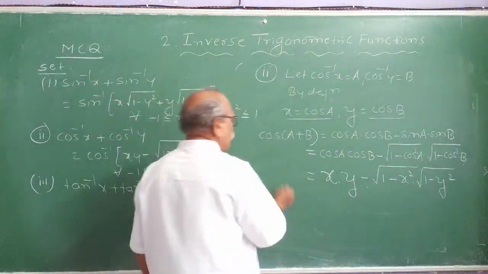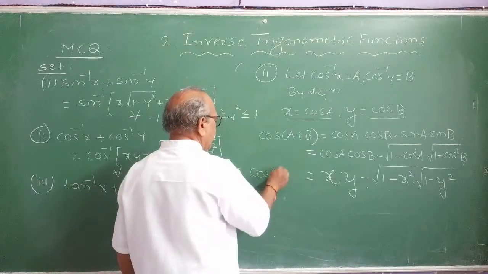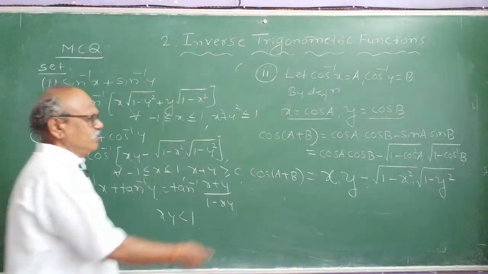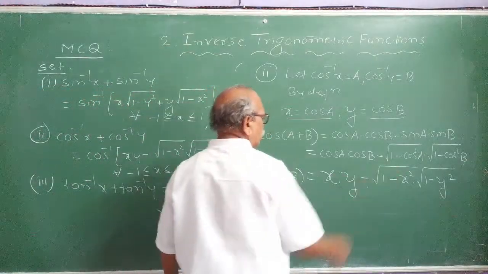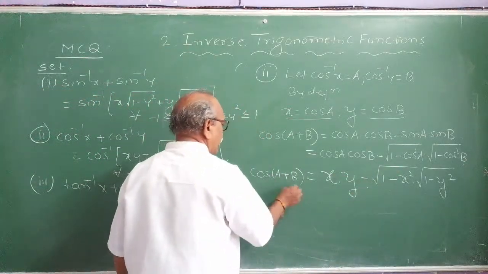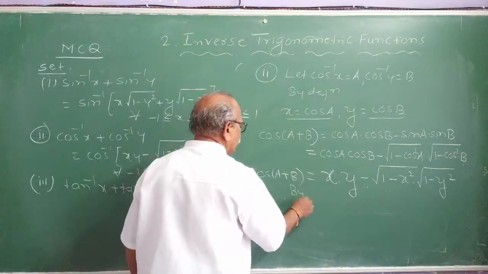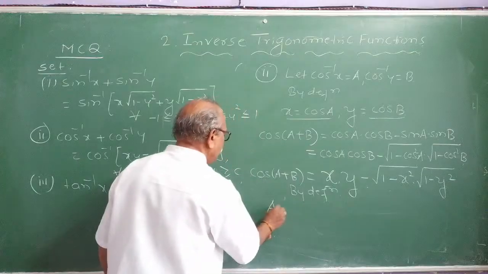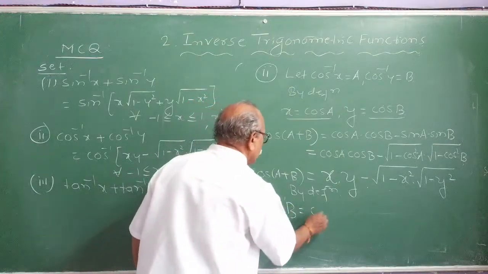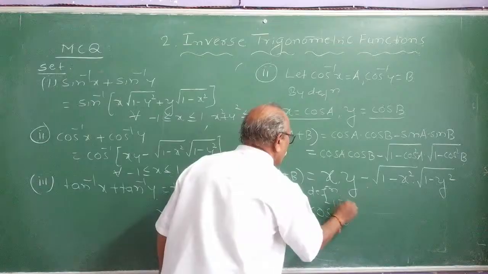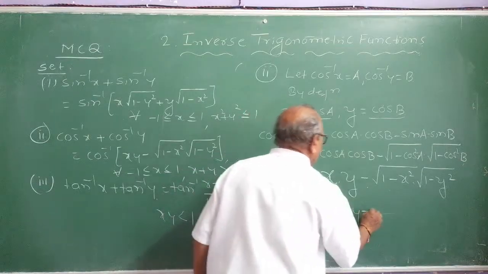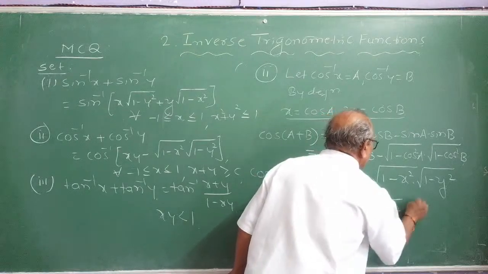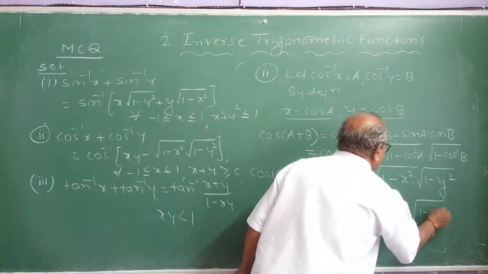Okay. Now you have cos(A plus B) is equal to xy minus root of 1 minus x square, root of 1 minus y square, and by taking inverse, by definition of the inverse cosine function, A plus B can be written as cos inverse of xy minus root of 1 minus x square into root of 1 minus y square.